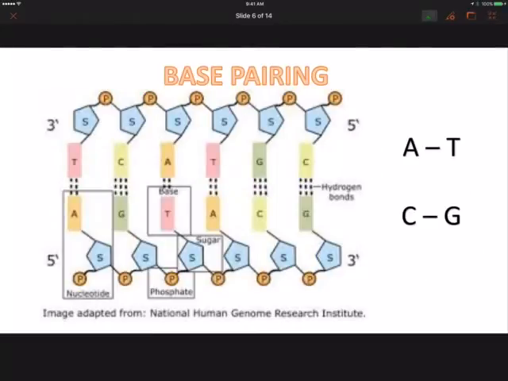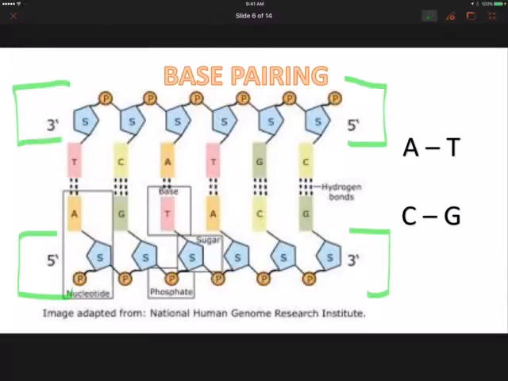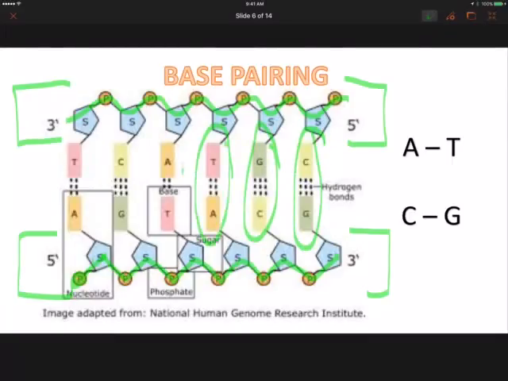So this is how they come together. We have a backbone on both sides because this is like that twisted ladder. These are the sides of the ladder. You can see that the phosphate group binds with the pentose sugar, which binds with a phosphate group, sugar, phosphate group, sugar, and so on. Those are our backbones. The rungs of our ladder, or the inside of our ladder, are going to be our nitrogenous bases. And they pair with each other.